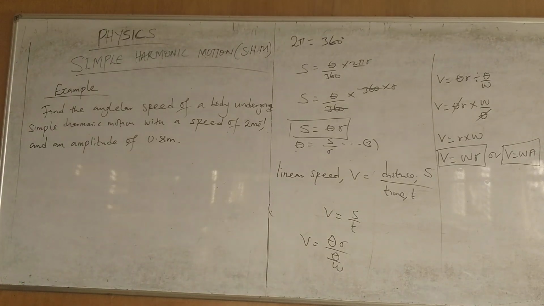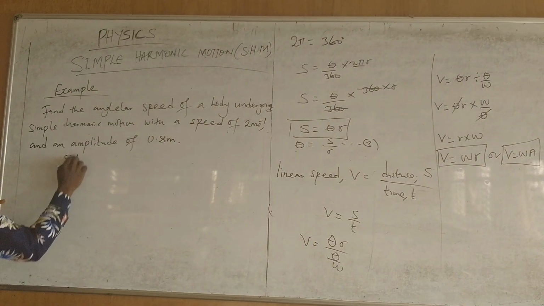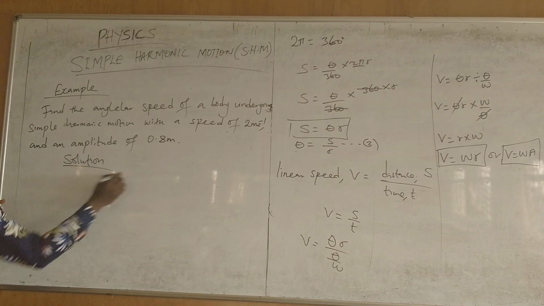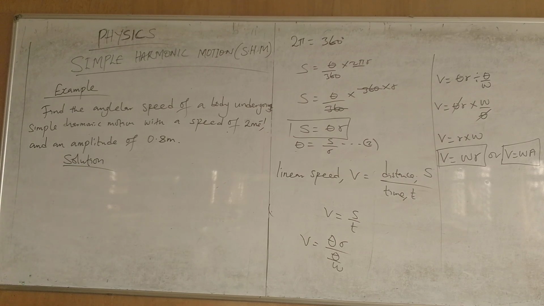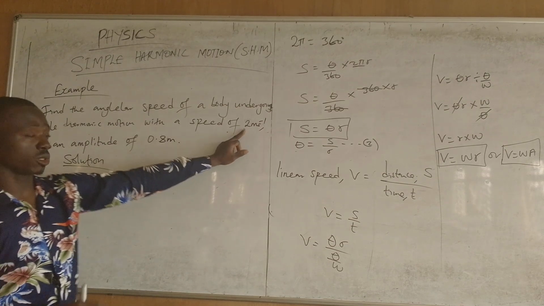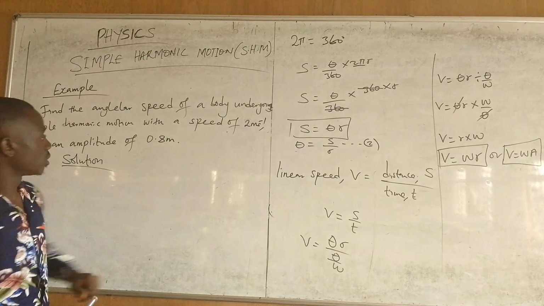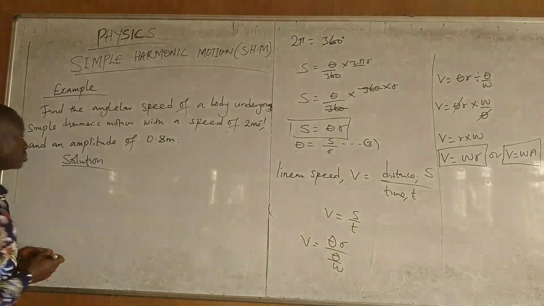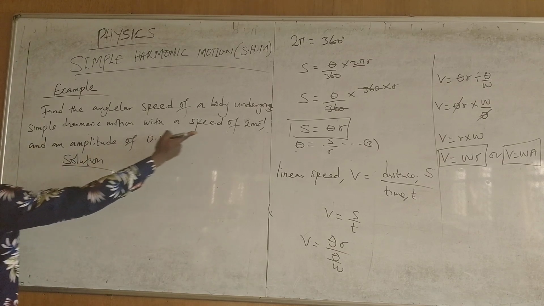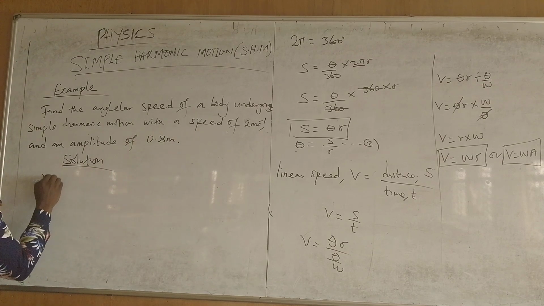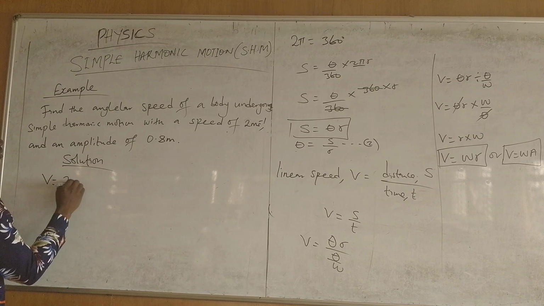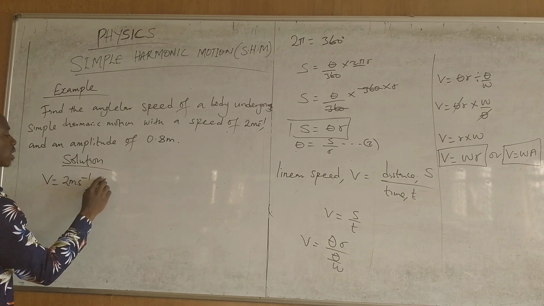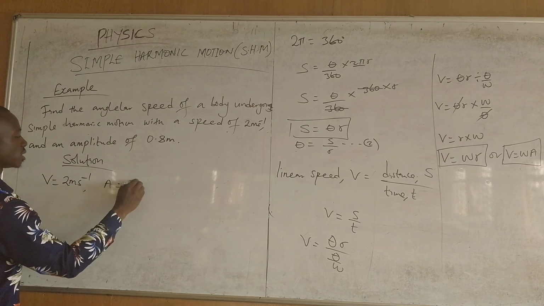It's a very simple question. Solution. Find the angular speed of a body undergoing simple harmonic motion with a speed of 2 meters per second. So they didn't even need to tell you that this one is linear speed, once you see the unit, and then amplitude of 0.8 meter. So we have linear speed. Let's interpret our problem. V is 2 meters per second, while amplitude A is equal to 0.8 meter.